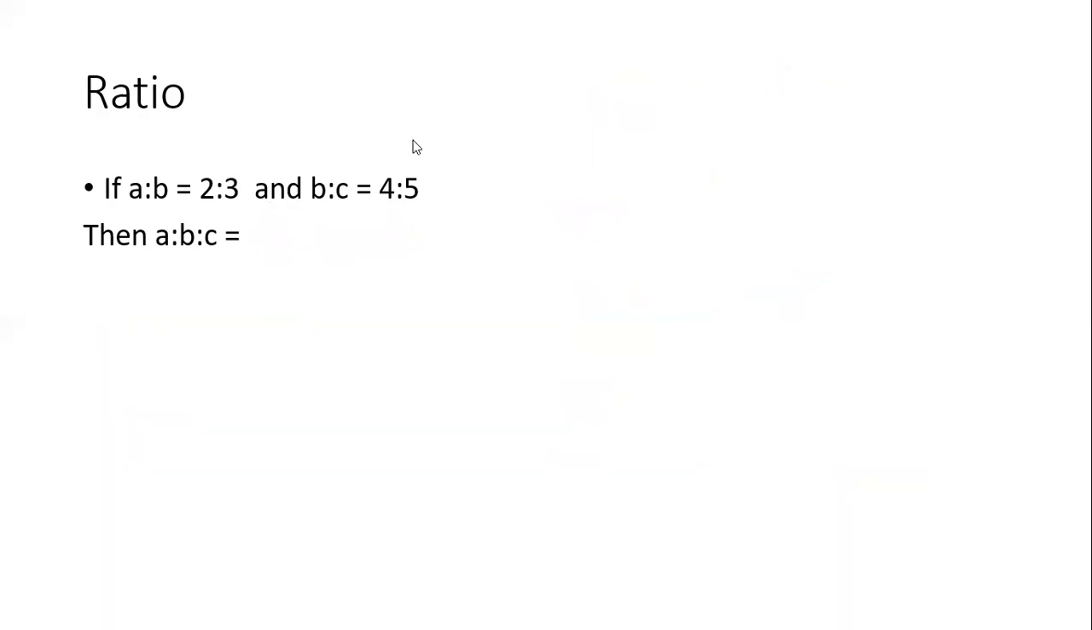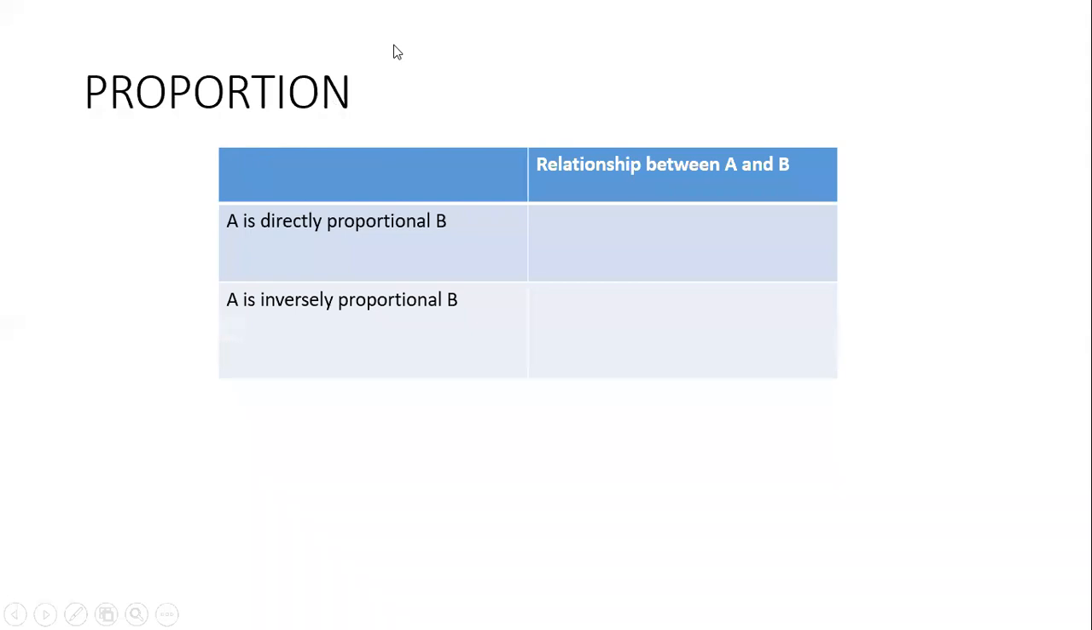Now moving forward, let's talk about proportion. In your SAT, everyone would have heard expressions like A is directly proportional to B, A is inversely proportional to B. So when I see that, what is the relationship between A and B? That's the question. So let's talk about first, A is directly proportional to B.